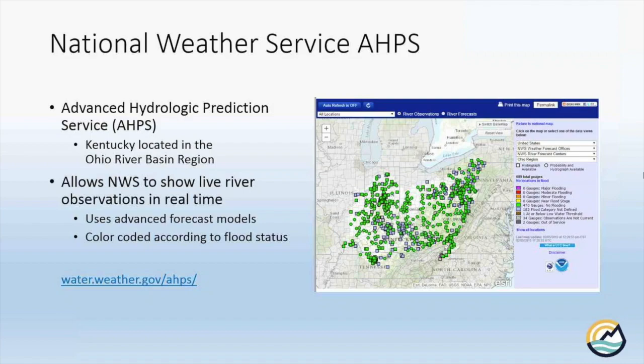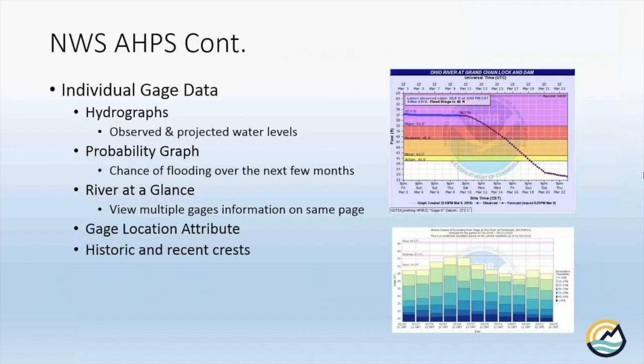So in that image to the right, everything in green is not flooding. Yellow is near flood stage, orange is minor flooding, red moderate flooding, and then purple is major flooding. So you're actually able to see, oh, wow, these areas are flooding right now. I need to be concerned about them because that water is coming down to me. The Weather Service site, if you want to take a look at it, is at the bottom.